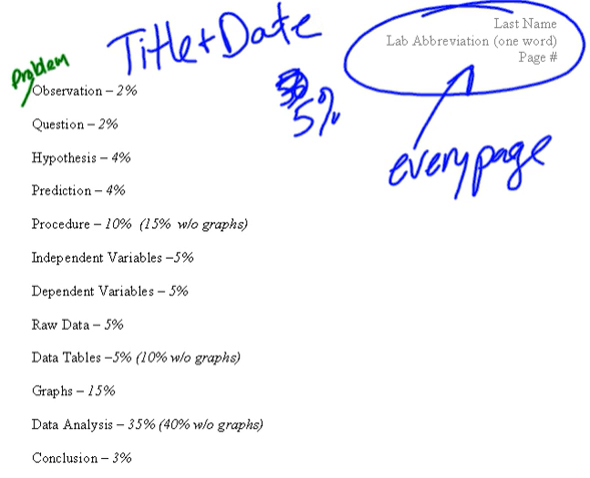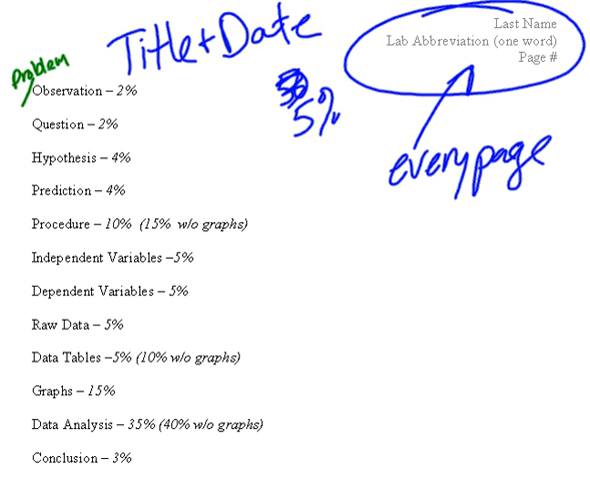That is also 2%. After that, the hypothesis that you formulated, which is the answer to your question, is 4%. The prediction, the if-then statement that coincides with your hypothesis to answer the question, which also hints as to what you're going to do in the lab, that is 4% as well.